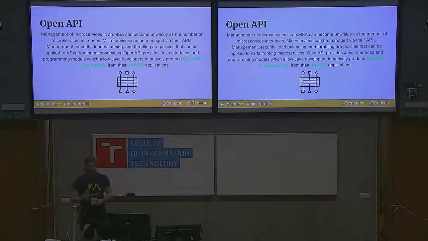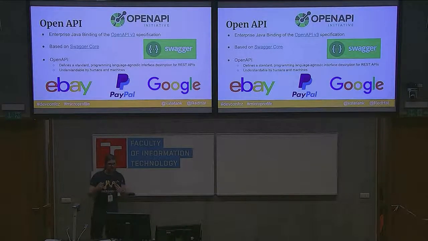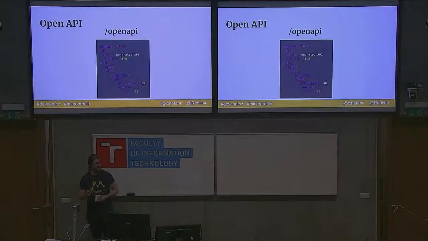MicroProfile OpenAPI is a specification that is based on yet another specification, which is called OpenAPI version 3. It just provides a Java or enterprise Java binding to annotations of this OpenAPI standardization in your MicroProfile applications. It is based on the annotations from Swagger, if you are familiar with it. Basically, it outputs a really generic format, which is really easily readable both by machines and by humans. So it's used by many companies, like you can see on this slide.